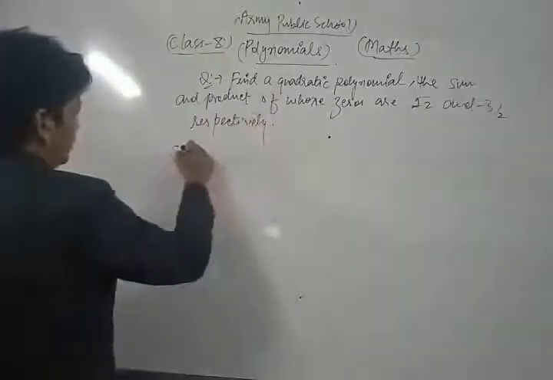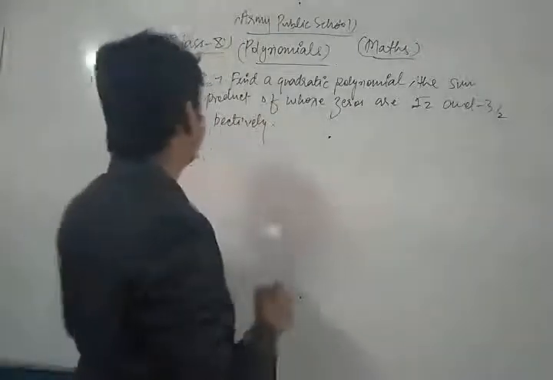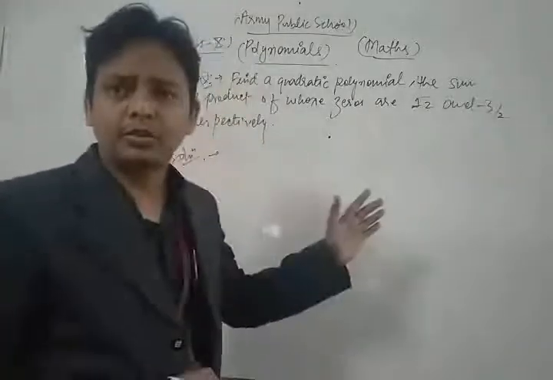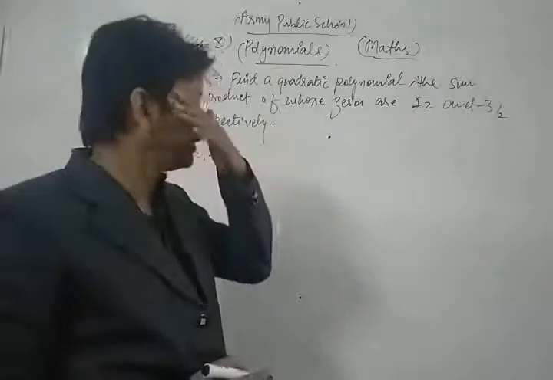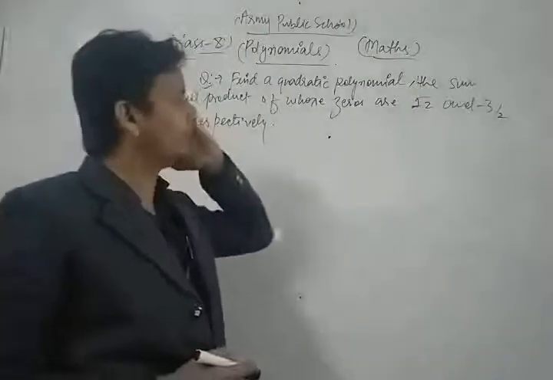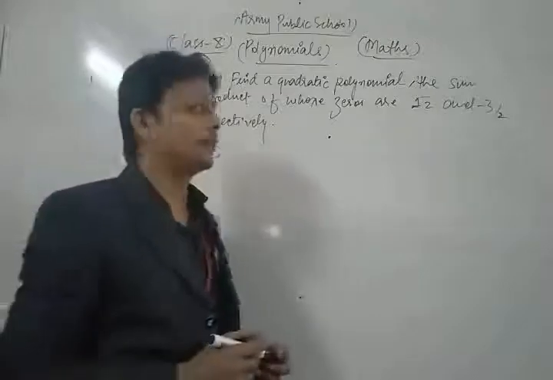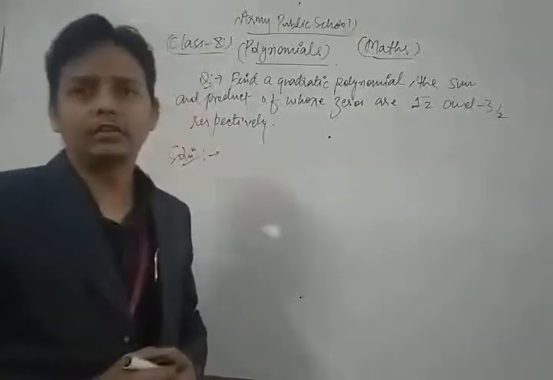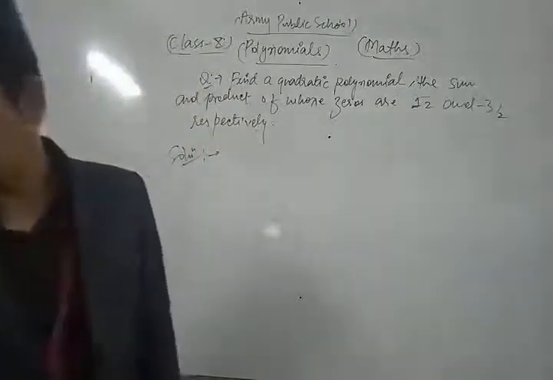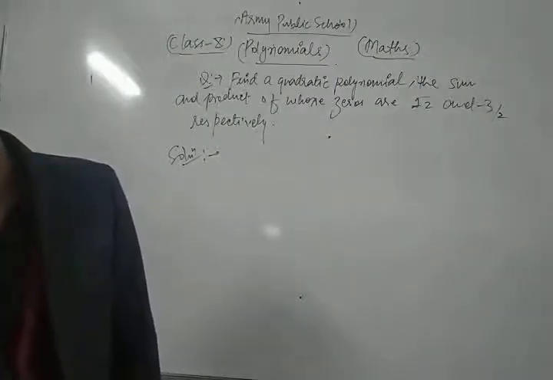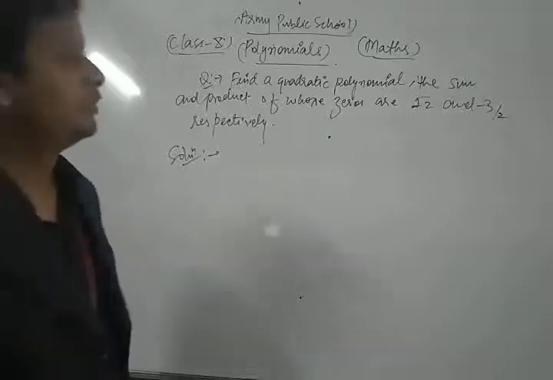Now let's see its solution. Dear friends, in that question we have the sum and the product of zeros of the quadratic polynomial, which is root 2 and minus 3 by 2. We have to find the quadratic polynomial. Okay, dear students, now let's see what the process is to solve that type of question.